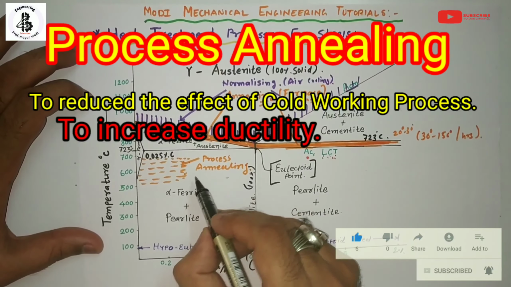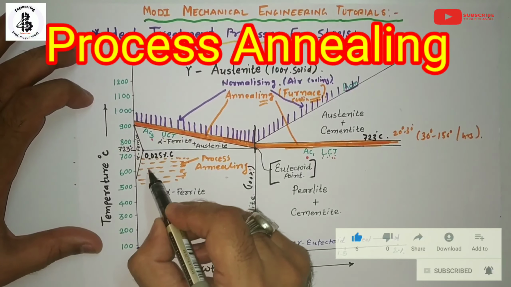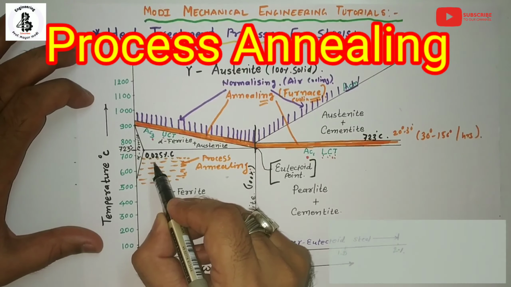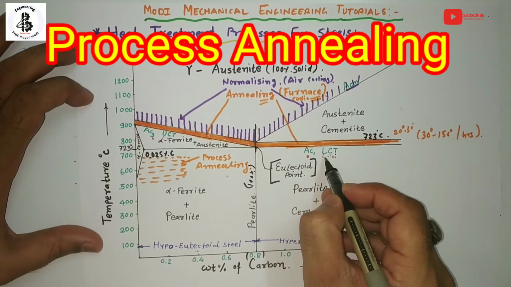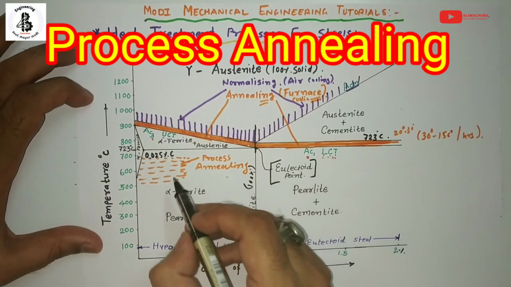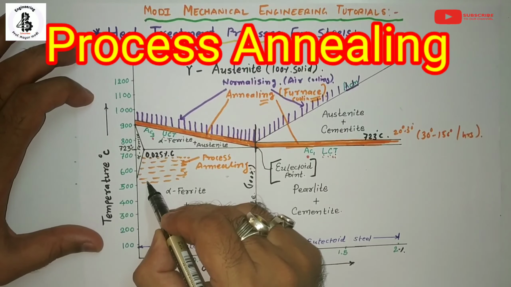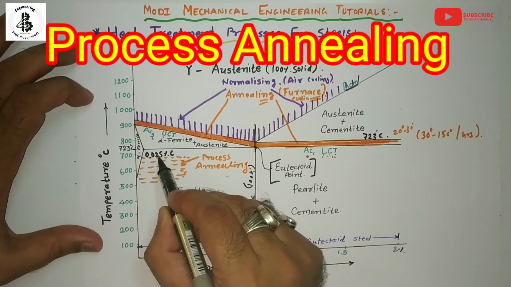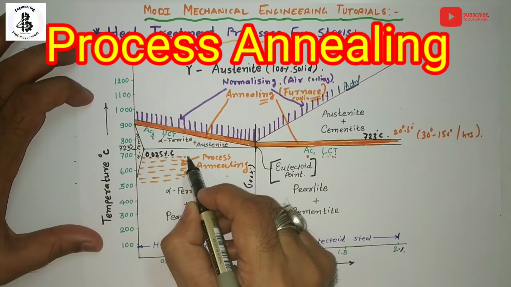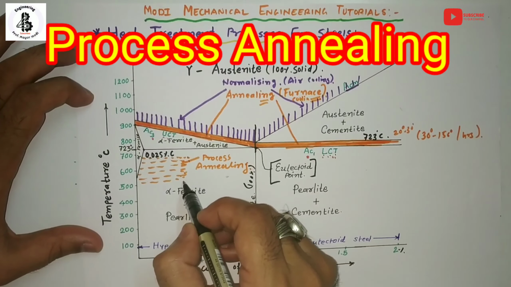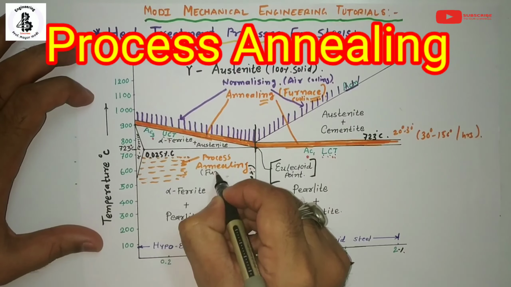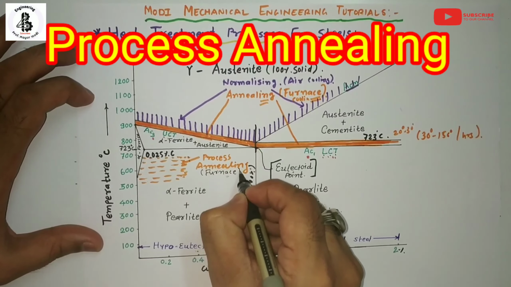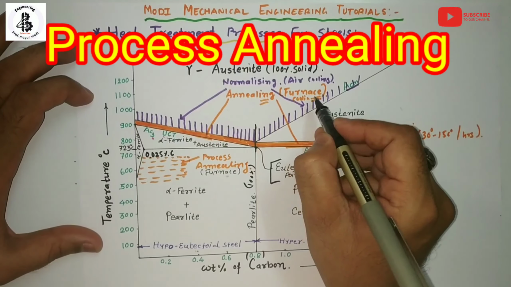In this process annealing, the metal is heated at a temperature range just below the lower critical temperature, around 550 to 650 degrees centigrade. Holding at that temperature range, it is then slowly cooled, or furnace cooled, similar to what we discussed for the annealing process.